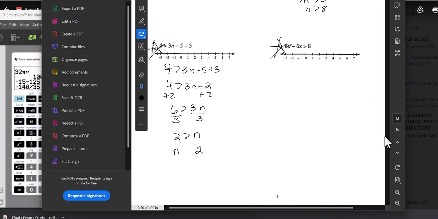Notice the arrow is pointing to the n. That's what's key, so it should still point to the n. So n is less than 2, not less than or equal to, so we have an open circle and we need less than 2.